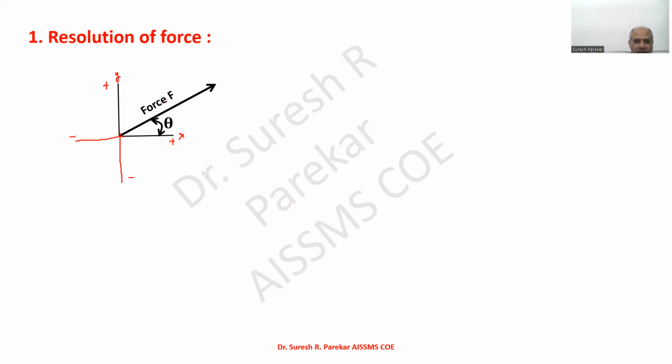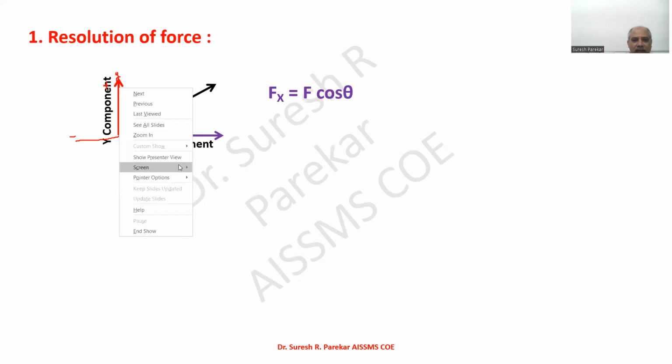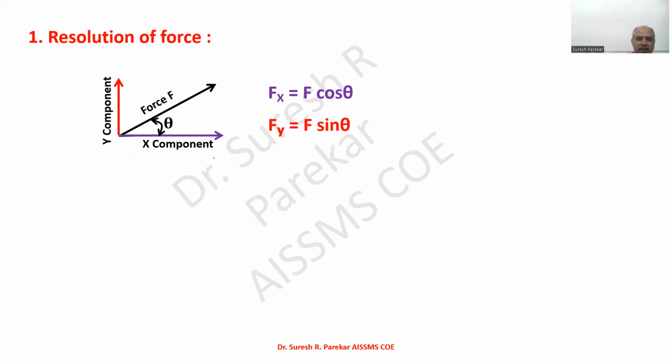Now as the force is making an angle with the x-axis, we are going to get the component along the x-axis, that is Fx equal to F cos theta. Now we have the second component along the y-axis, that is the y component, Fy, which is equal to F sine theta. So we have two components.